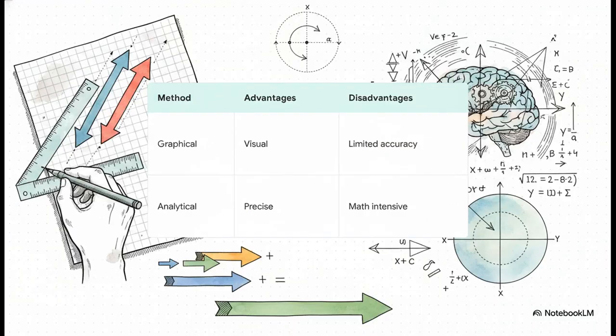So, comparing the two side by side, we see exactly why physicists heavily prefer the analytical method. The graphical approach is highly visual and super intuitive, great for beginners. But honestly, it gets tedious, and it's limited by how steady your hand is with a ruler and protractor. The analytical method gives you extreme precision and makes it incredibly easy to combine multiple complex components, even if it does mean crunching more numbers.